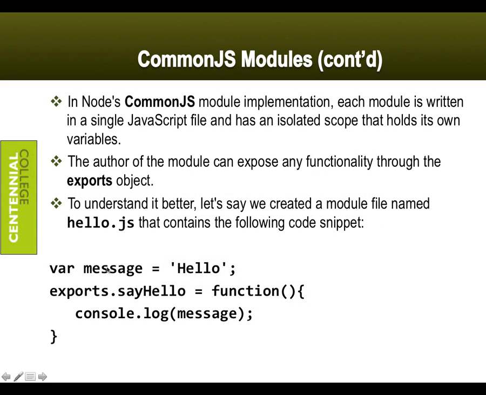Here's our message, right? Our message is equal to hello. We can say exports.sayHello is equal to this anonymous function. Here's anonymous functions again. And then here's our console.log message. We can send off to the console that says, here's our message. So we expose our sayHello module to the world with the exports keyword, all right?